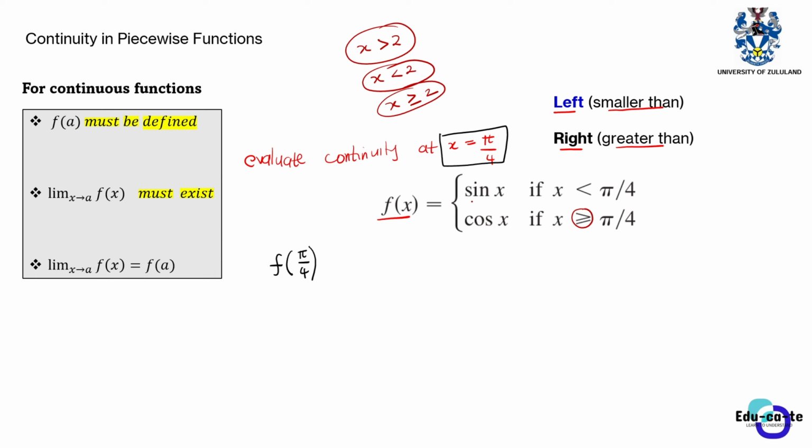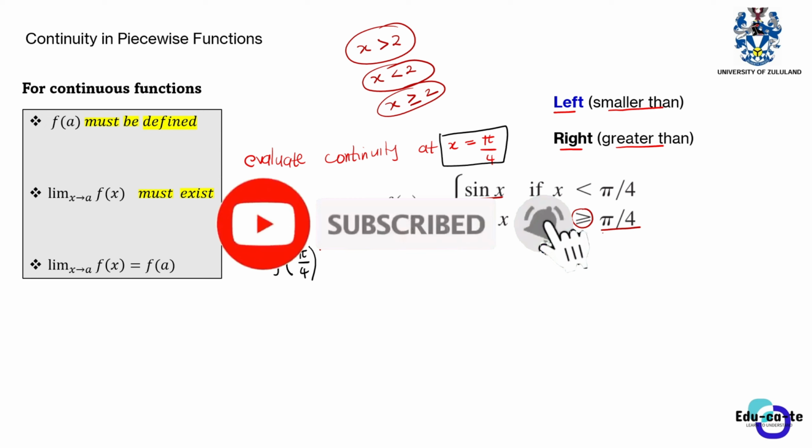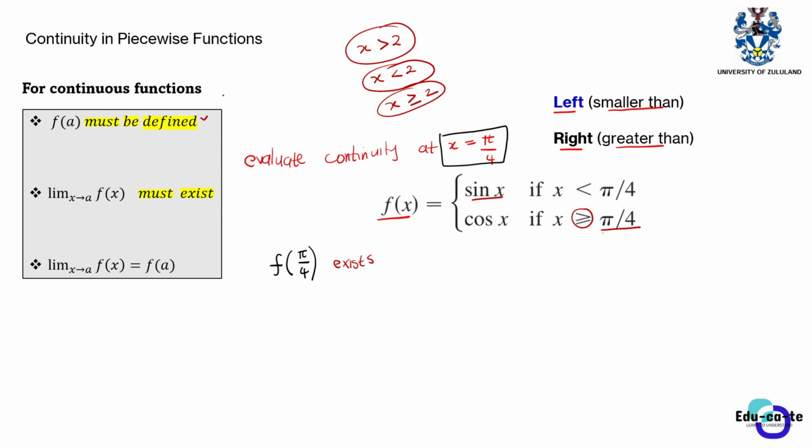So for this piecewise function, it is sine x if x is less than pi over 4, and it is cos x if x is greater or equal to pi over 4. So it means at pi over 4, the function is defined by the equation cos x. Okay, so basically f of pi over 4 exists. That's the first condition. It has been met. So f at a must exist. In this case, f at pi over 4 exists. When the x value is pi over 4, the one that we are evaluating here, we get a certain y value. We can just say f at pi over 4 is defined.